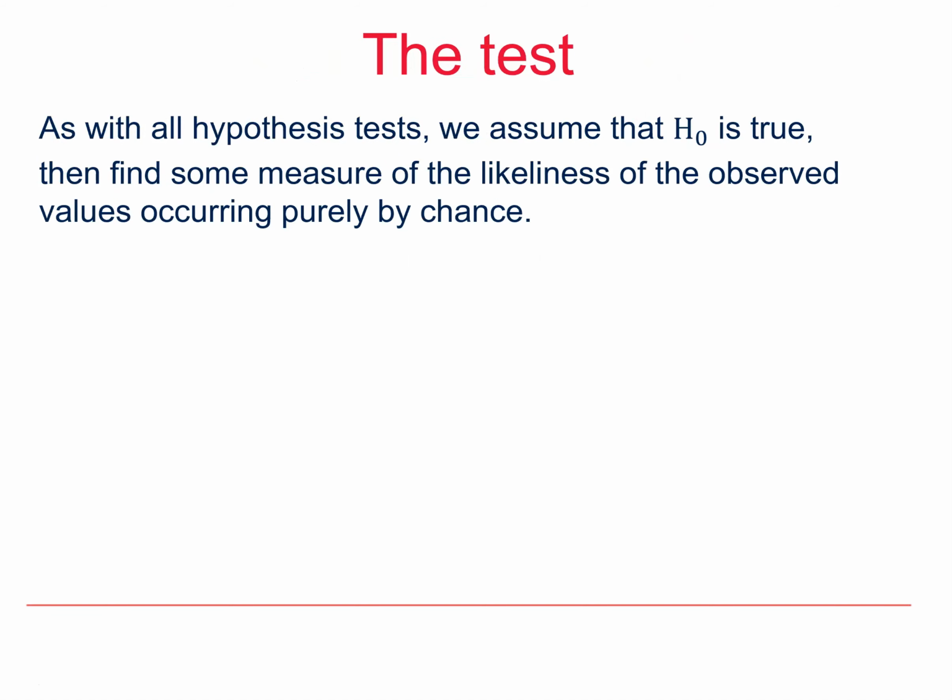What we do, as with all hypothesis tests, is to assume that our null hypothesis is true. So we are going to assume that the two variables are independent. And that, as you saw in the last video, will enable us to construct a contingency table showing the expected values or frequencies in each category. And then we're going to carry out a test to measure how likely it is for the observed values to occur purely by chance if the two variables are indeed quite independent of each other.